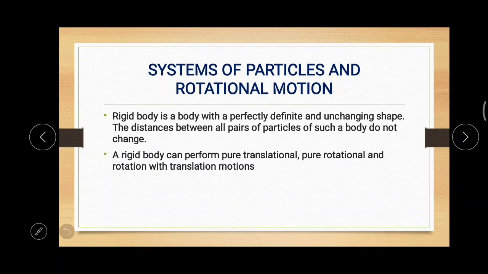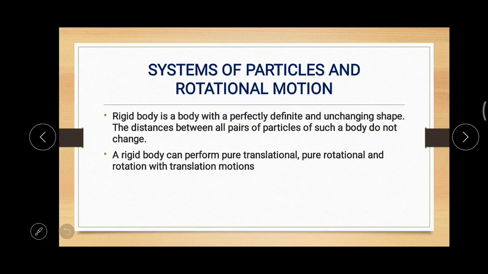So let us come to the system of particles and the rotational motion. First of all, we should have an idea about rigid bodies. So what are rigid bodies? A rigid body is a body with a perfectly definite and unchanging shape. So the shape should be a fixed one. It shouldn't be changed. And the distance between all pairs of particles of such a body does not change.